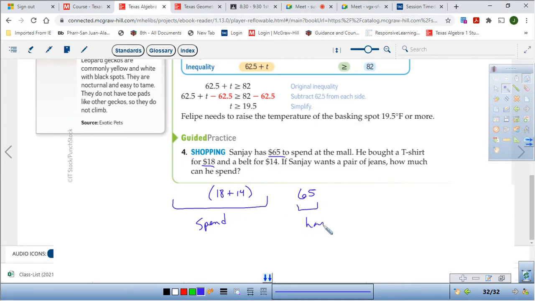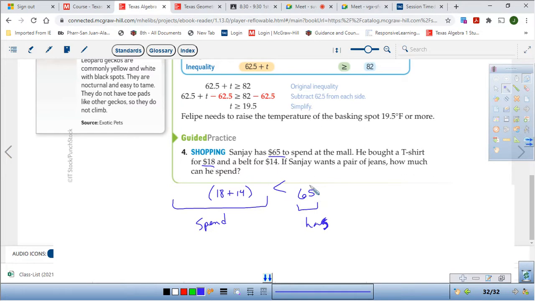So just think about this in your head. Somebody already had the answer. You know how to do this. If I put this symbol here, I'm just going to go with this one. This says 65 is the most, the bigger one. Can he spend 65 or more? Is 65 the upper limit that he can spend?